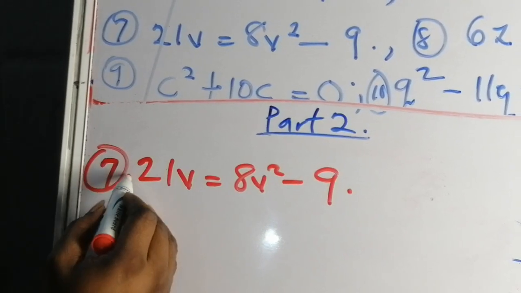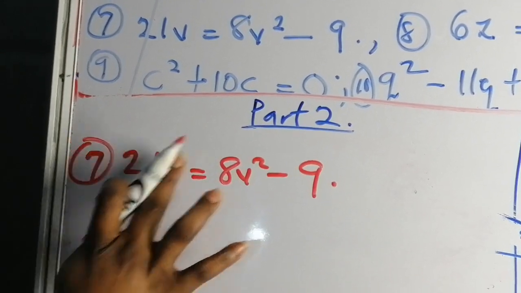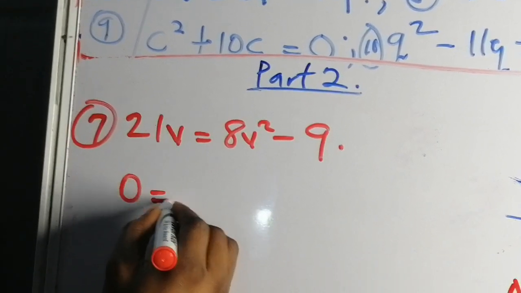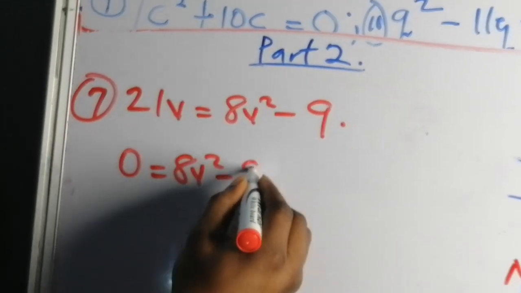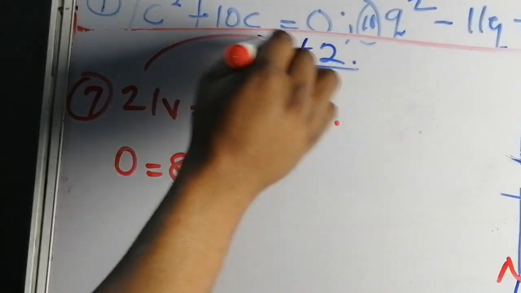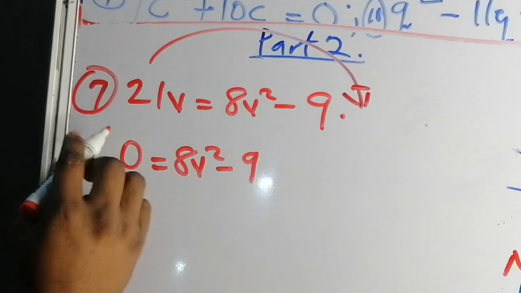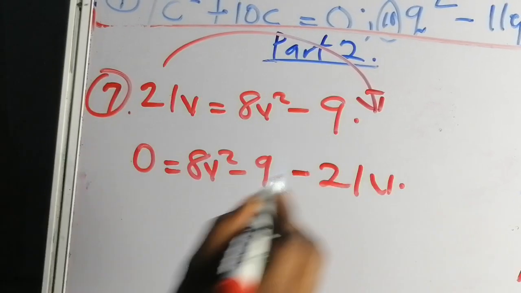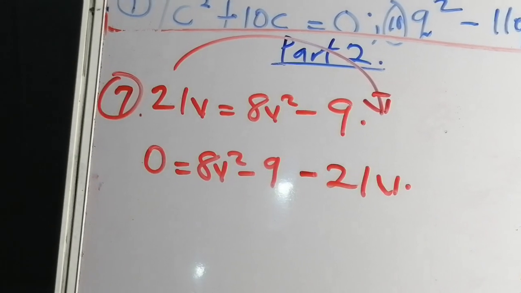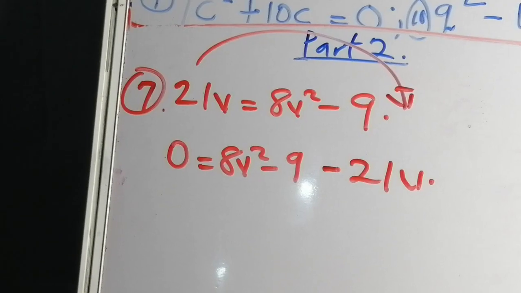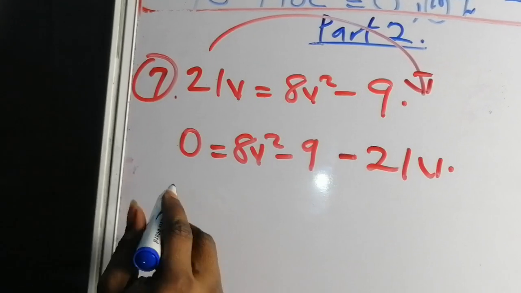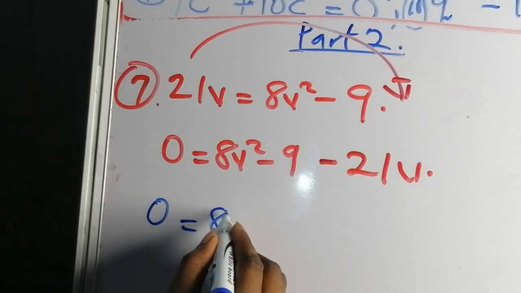Now look at this. I've told you there's always a plus here, and it's crossing the equal sign, so it will change to negative. So this one will be what? 0 equals 8v squared minus 9. This one moves to this side, and when it moves with a positive sign, it will change to what? Negative, which is minus 21v. It's just the same thing. They just scattered the arrangement for you, so they want you to rearrange it yourself.